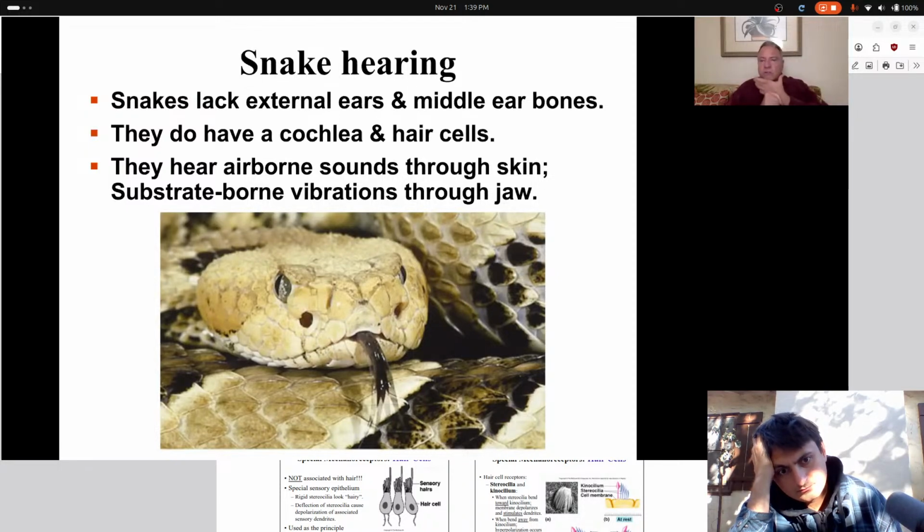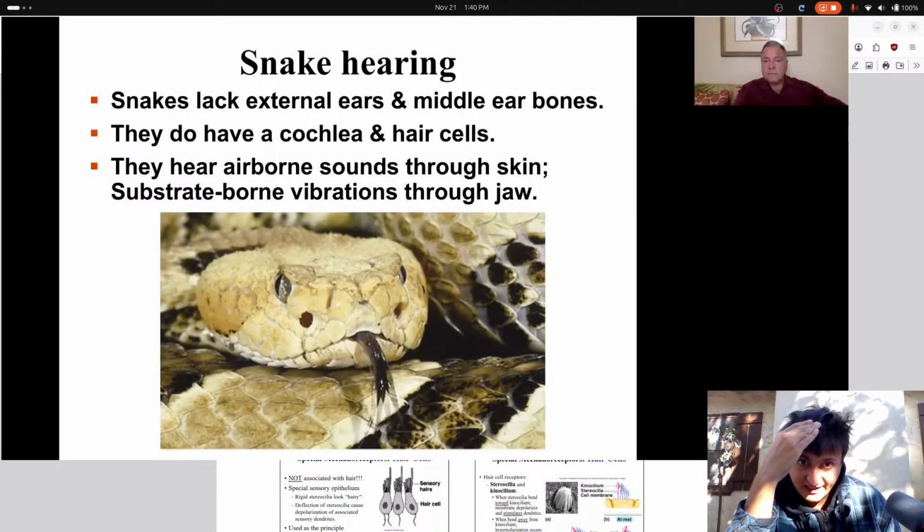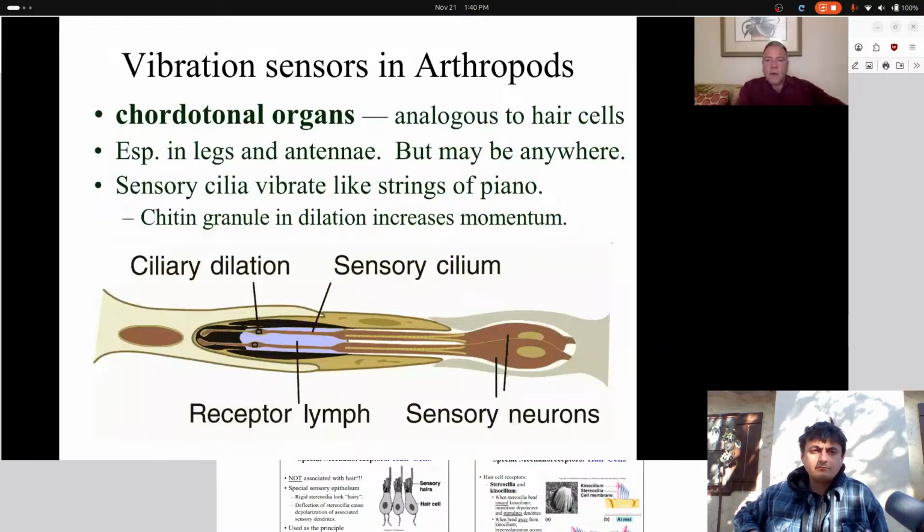It's the bones through the skin and through their jaw, because where's your jaw attached to your skull? Right here next to your ears. Right? So vibrations traveling through their jaw are transmitted by the bones in their jaw to their ear. And so that's why they'll sometimes put their jaw on the ground to listen for vibrations coming through the ground, okay, or through the air. That's neat.